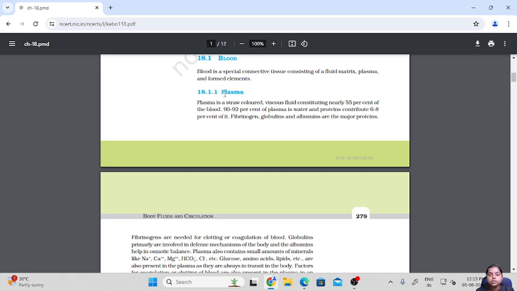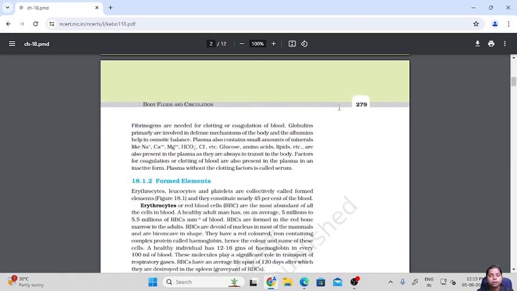First we are dealing with the plasma. What is plasma? It is a straw colored, viscous fluid constituting nearly 55% of the blood. 90 to 92% of the plasma is water, and the remaining 6 to 8% is proteins. These are fibrinogens, globulins and albumins, the major proteins found in the plasma.